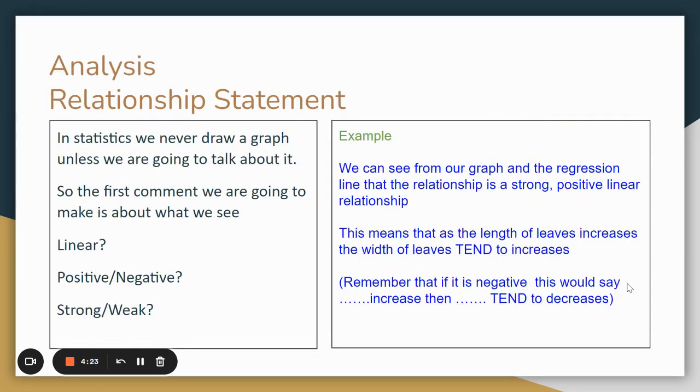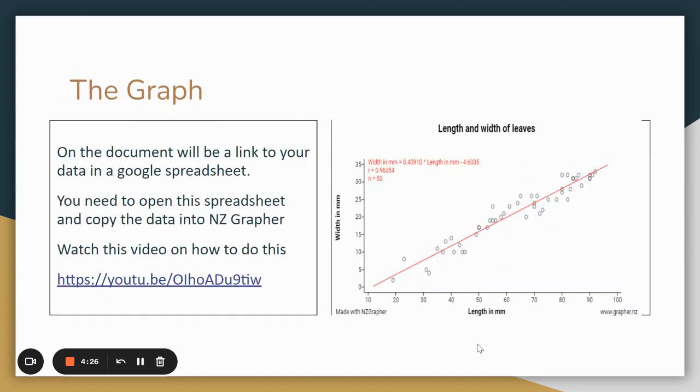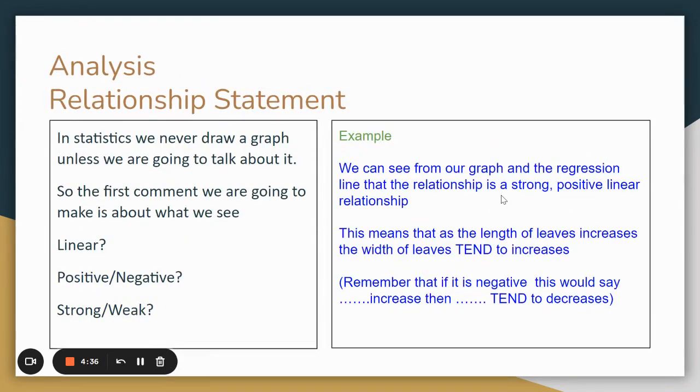And strong or weak, that's the tricky one. So I'm going to say this is strong because it's quite tight around the line. Like I could put a little bubble around it and it wouldn't be too far away from the line. So I'm going to say that we can see from our graph, the regression line, that the relationship is a strong, positive, linear relationship. So we should have 3 words there.